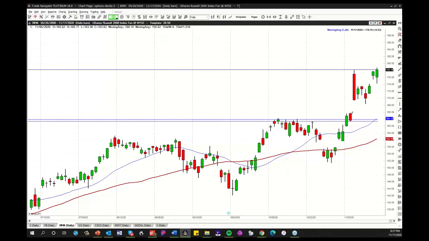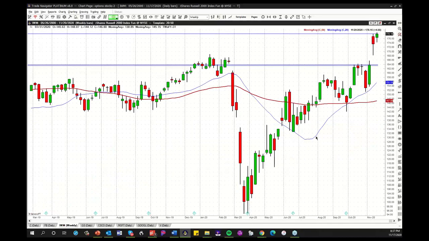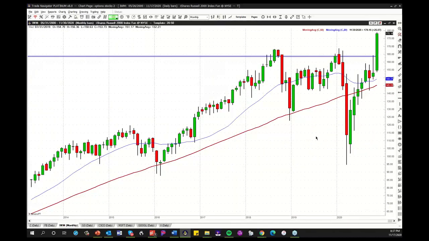And the IWM is at a resistance area, right over here. No bearish signals yet though. So I'd turn a little bit negative if it closed under 174, then the next potential support is this rising window. And we will then look at a weekly and a monthly.